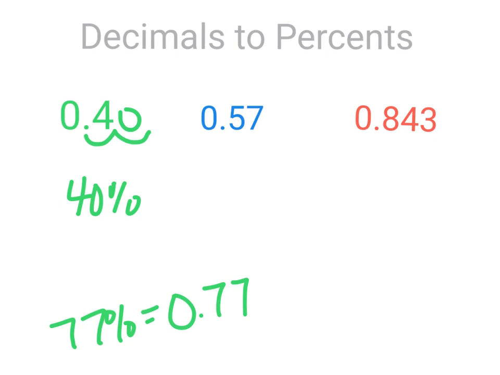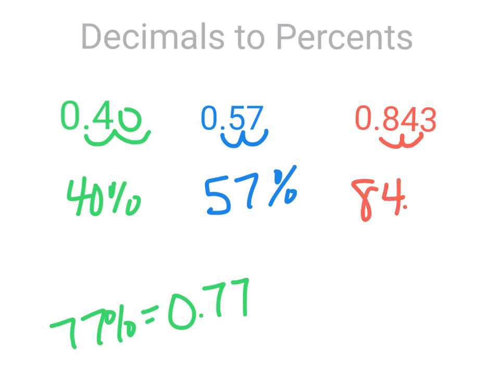40 per 100, 40%. Okay, next one. Move the decimal place over to 57%. Okay, that's 57 hundredths, 57 per 100, 57%. Last one, move the decimal point over to, now this one we're actually going to have a decimal within the percent, and that's okay, 84 3/10%.